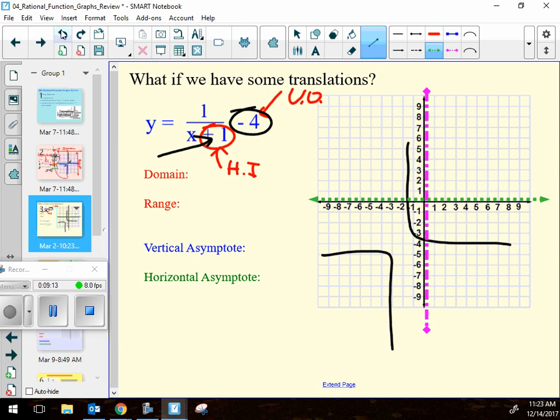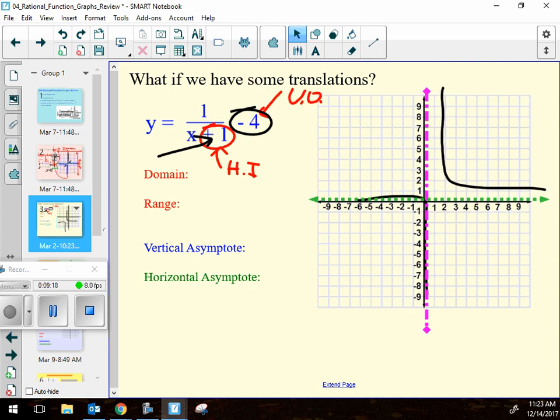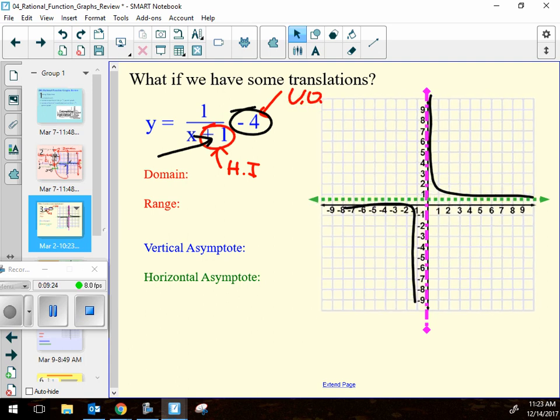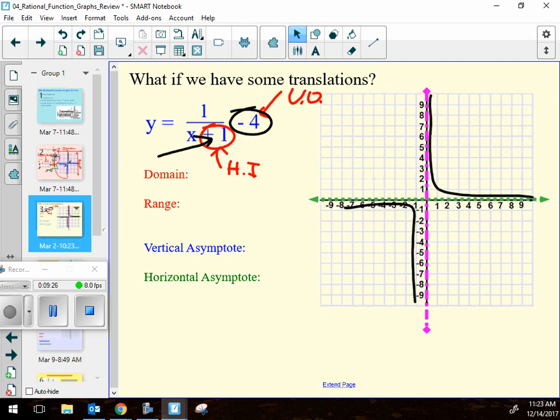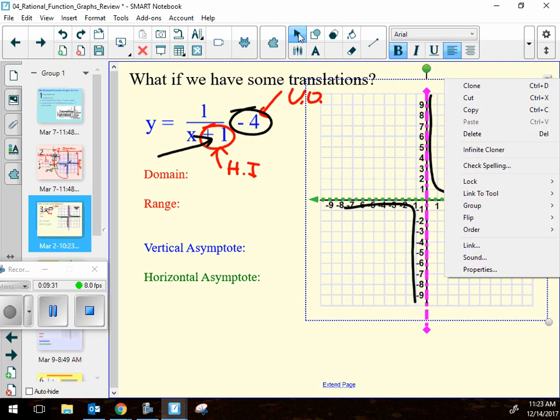Whoa, hold on. And then they get moved. So if I move this thing to the left 1, if I grab the pink one? Oh, shoot, hold on. I moved everything. I know, I can lock this. There we go, lock.